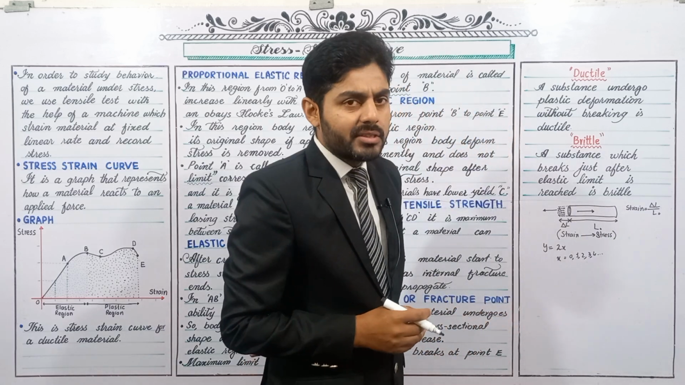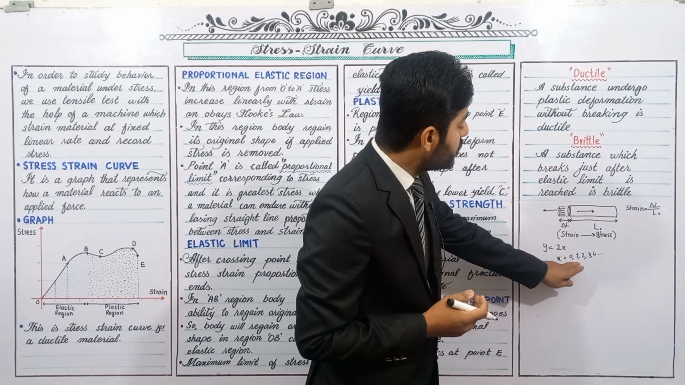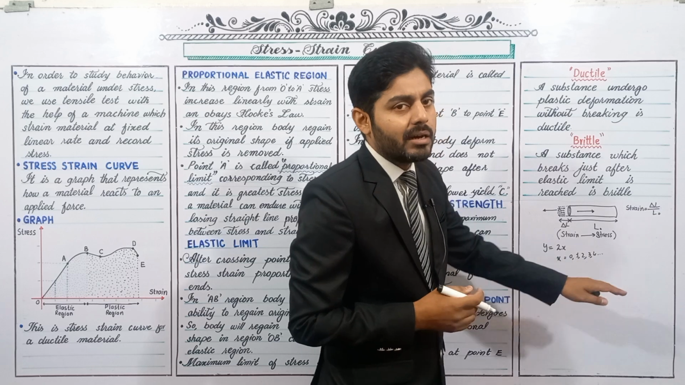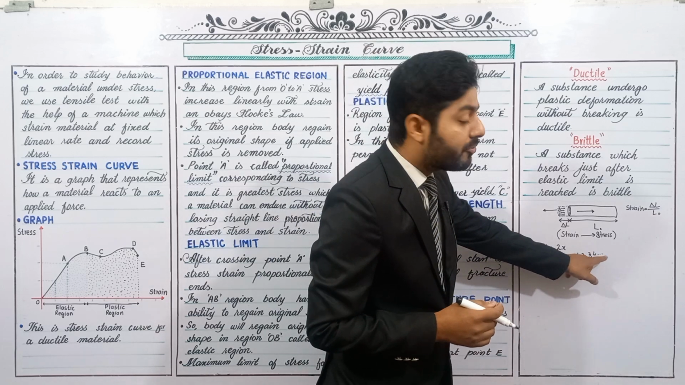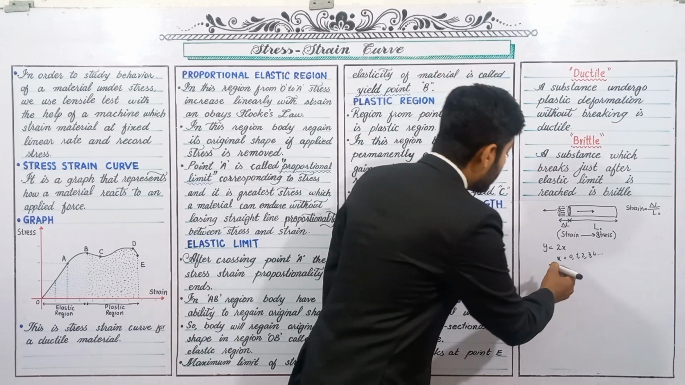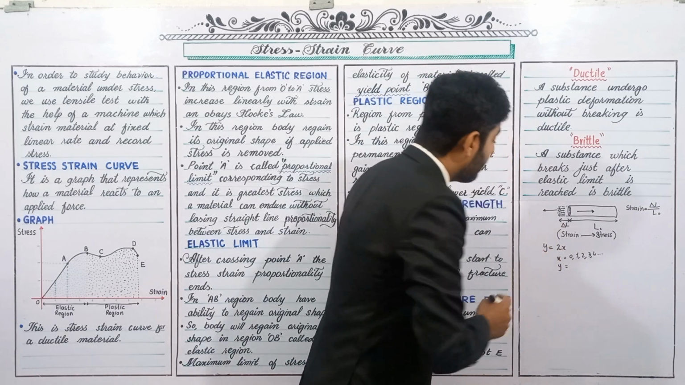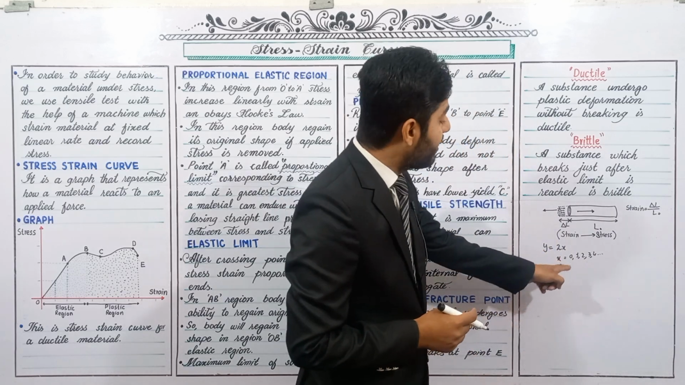Okay, so we put the values of x here, 0, 1, 2, 3, 4. These values are not fixed. You may take values 2, 4, 8, 6 or something like this. Okay, but I am considering 0, 1, 2, 3, 4. Now what will be the value of y? Value of y depends upon the value of x.